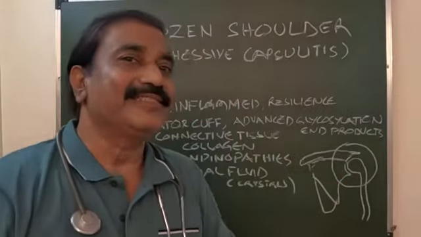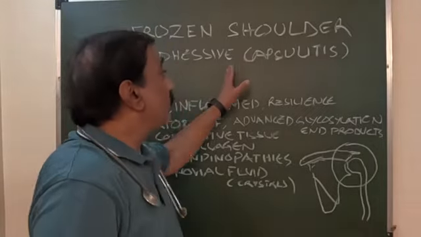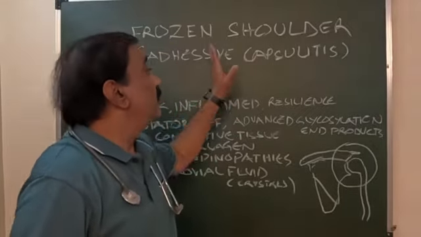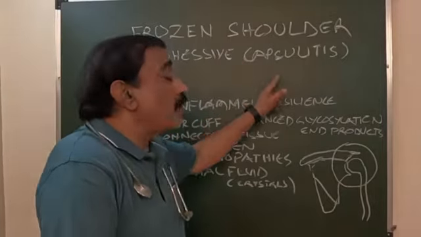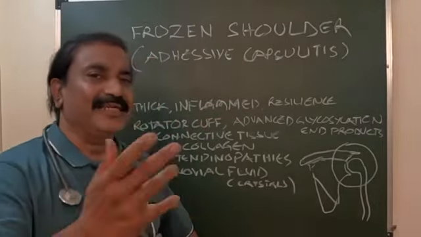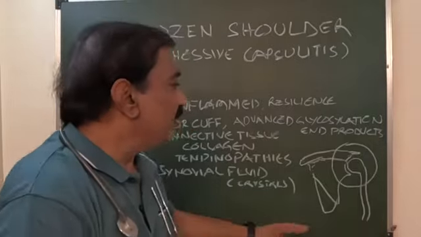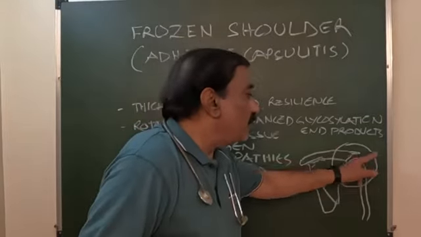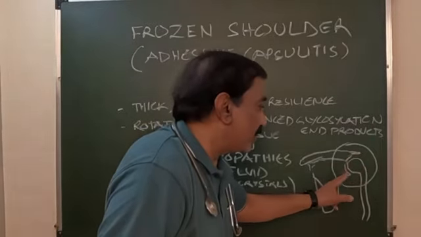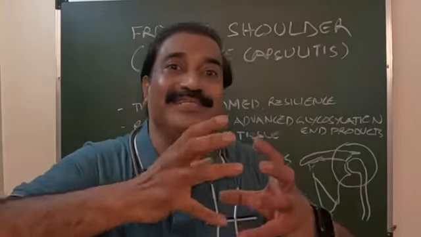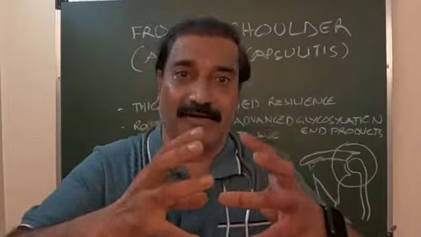So what is exactly a frozen shoulder? It is also called adhesive capsulitis. They are unable to move the joint. Adhesive capsulitis is a medical term. This is the joint. See, shoulder joint is a ball and socket joint. So this is ball, this is socket. So there are some muscles called rotator cuff around it.